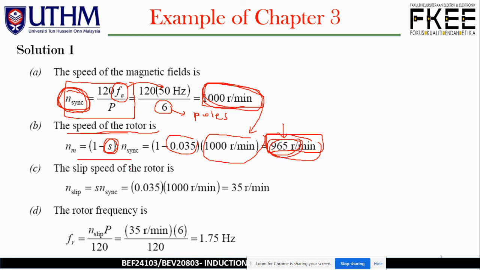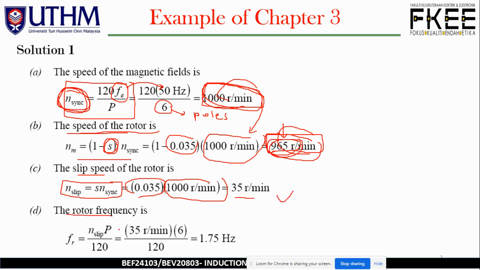So what about the slip speed? It's simple, it's the difference between the magnetic field speed, or the synchronous speed, and the rotor speed. Or we can solve using this equation, Nslip equal to S times Nsync. So 0.035 multiplied by 1000 RPM gives us a slip speed of 35 revolutions per minute.